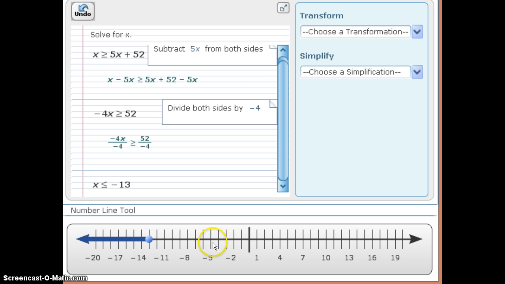Here it actually does it for me. You can see here's our number line 0. Negative 13 is there. We shade in the negative 13 because it is a number that makes this true. And then all these other numbers over here are shaded as well, because all those numbers make this inequality true as well. And that's all there is to working this problem.